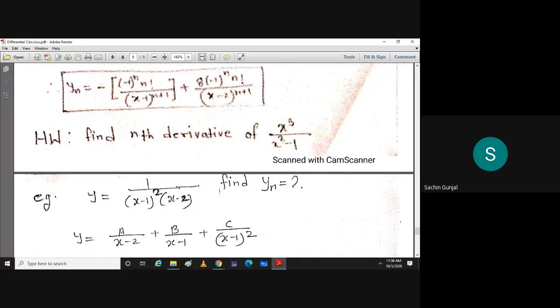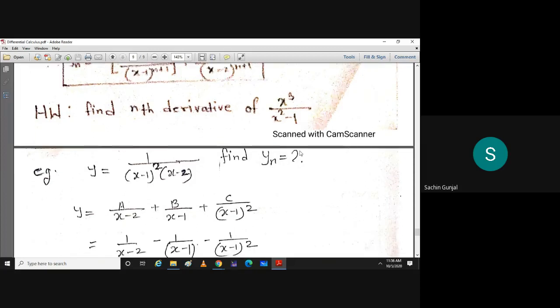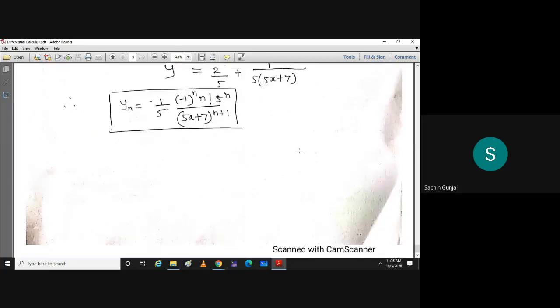There is one homework: find nth derivative of x cube upon x square minus 1. That's very easy. You can do it as homework. Let me complete this last problem and then we'll stop.